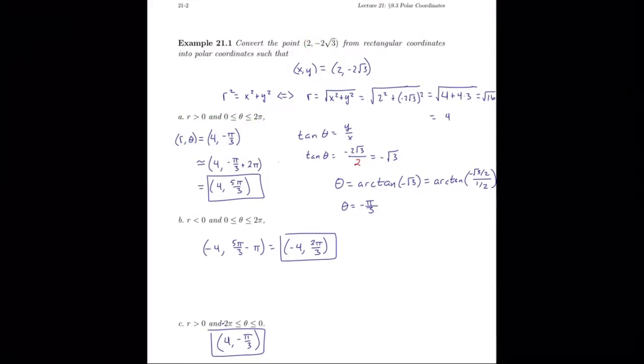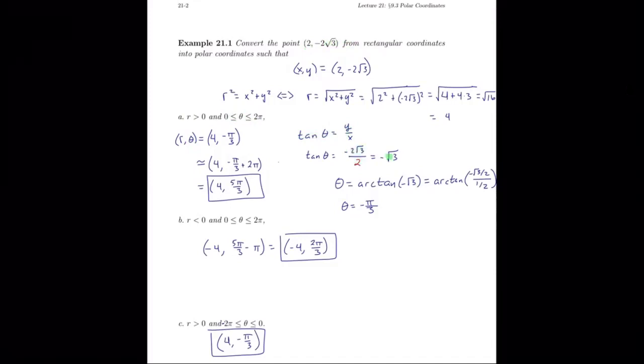So anyway, they want a radius that's greater than 0, and we found that, positive 4, so that's good. And then they want the angle to be between 0 and 2 pi. Okay, so our second component, theta, needs to be an angle between 0 and 2 pi. Well, let's work on finding any angle that corresponds to this point. So that's where we use our tangent formula and ultimately an arctangent. We have that tangent theta is y over x, so it'll be negative 2 root 3 over 2. And that's exactly what we have here.